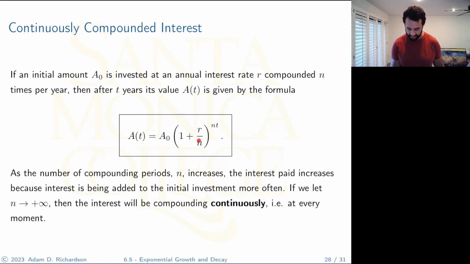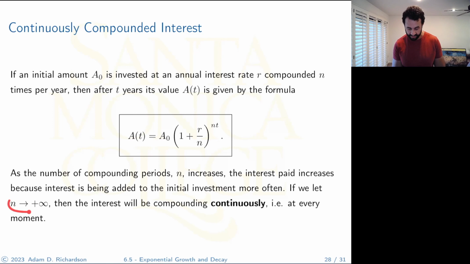Now, as the number of compounding periods increases, the interest paid increases because interest is being added to the initial investment more often. So a simple intuition here is that if you increase the number of compounding periods, then you're going to make more money, right? Because the bank is essentially adding more interest, money earned from interest, to that initial amount more quickly, or more often, I should say. So if they're adding it more often, you're going to make more money and the amount is going to increase more quickly.